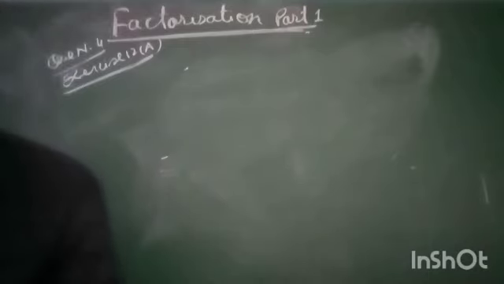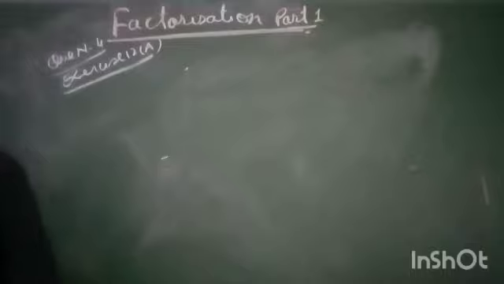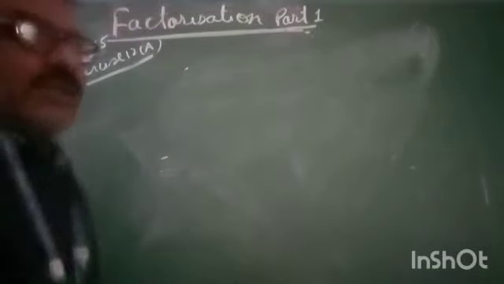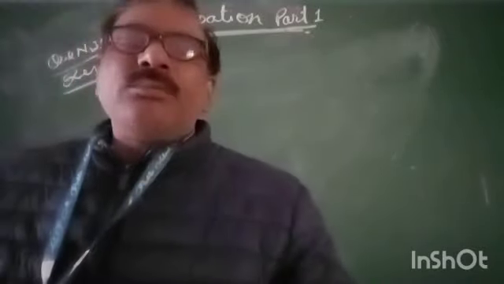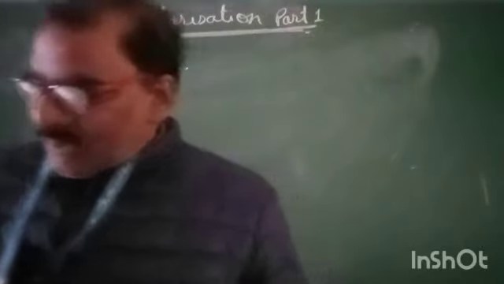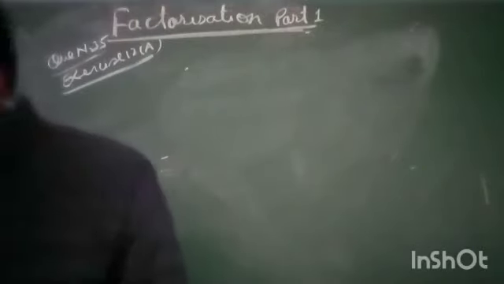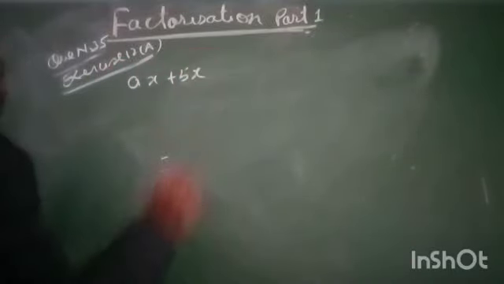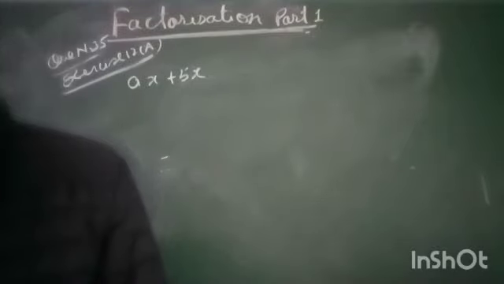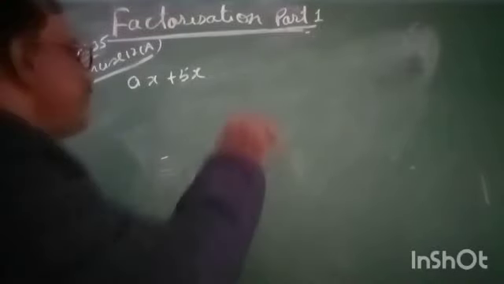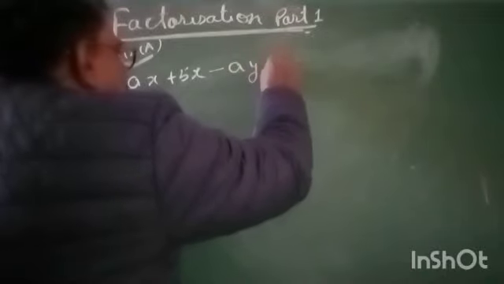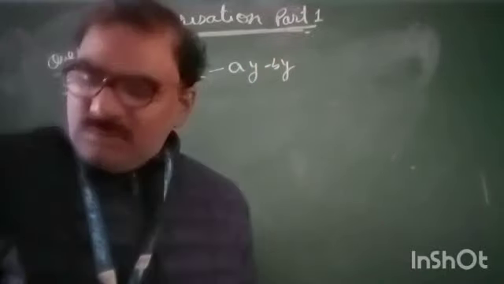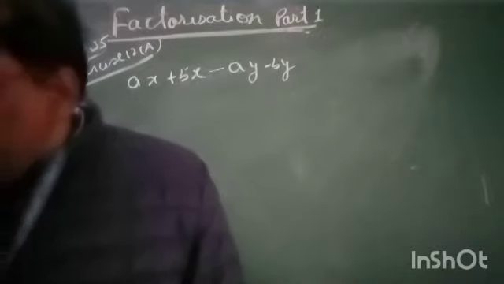Question number 35 of exercise 12A, factorization by grouping. The question is ax plus bx minus ay minus by plus az plus bz.